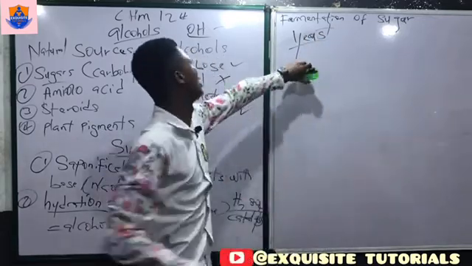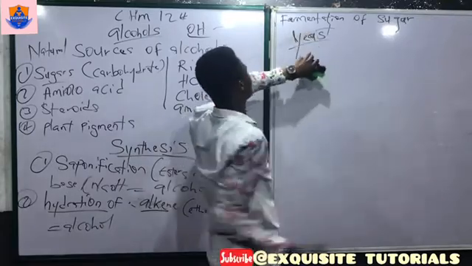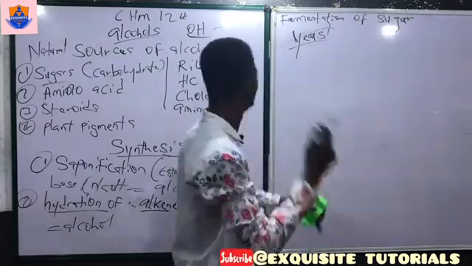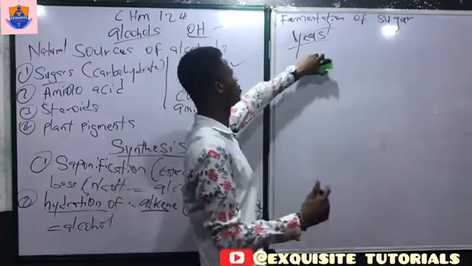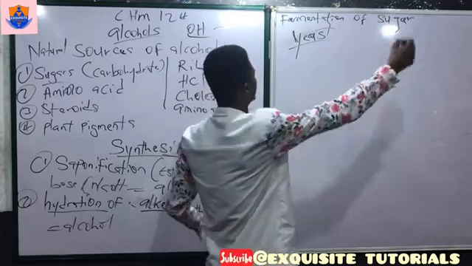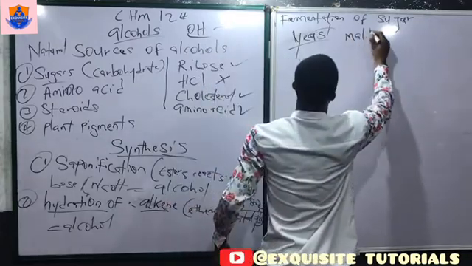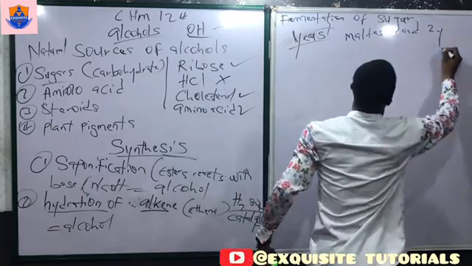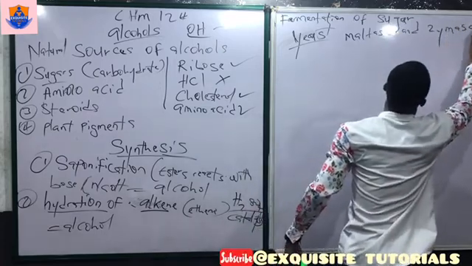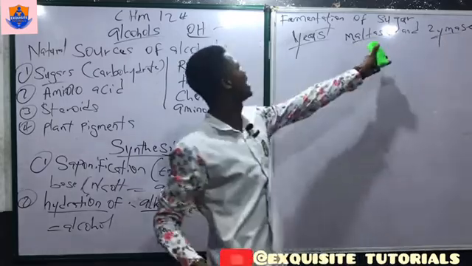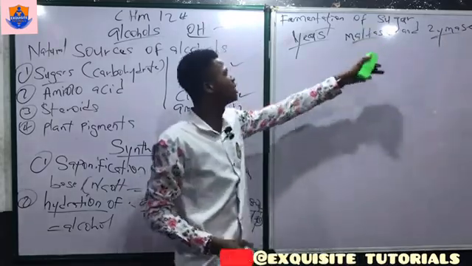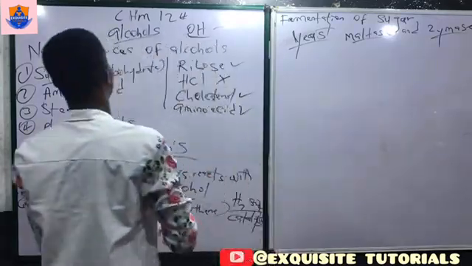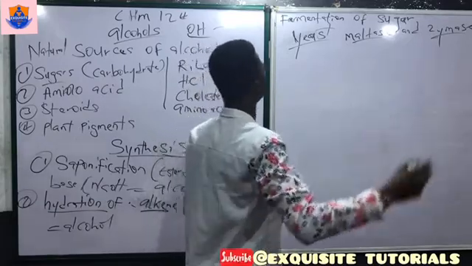Yeast is the microorganism that acts on sugar during the fermentation reaction. What does yeast do? Yeast produces maltase and zymase enzymes. These two are catalysts which play a major role in the fermentation of sugar to give us alcohol. Now, let me show you how this reaction works.